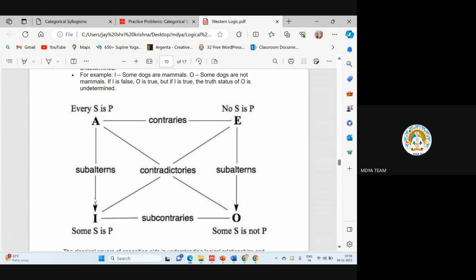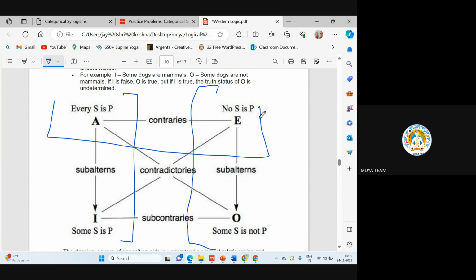Okay. So I is particular positive. Positive things are written on this side and negative things on this side. Universal things are written on this side and particular things on this side. So this is a classical square of opposition. We will also discuss what all these terms mean.